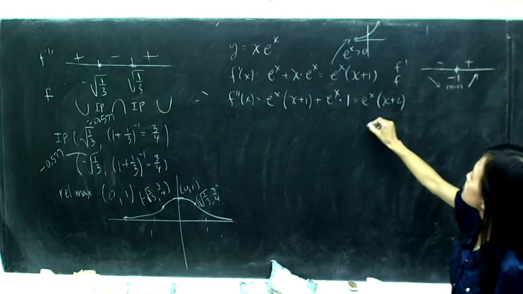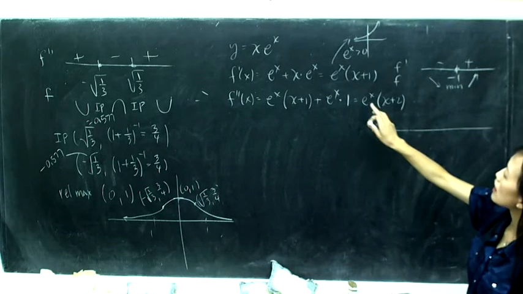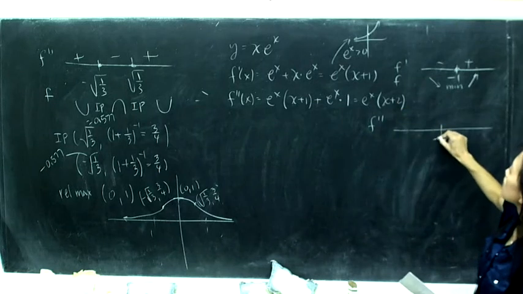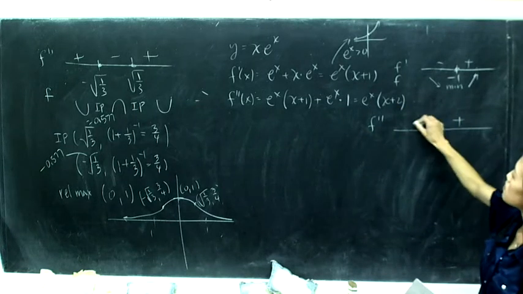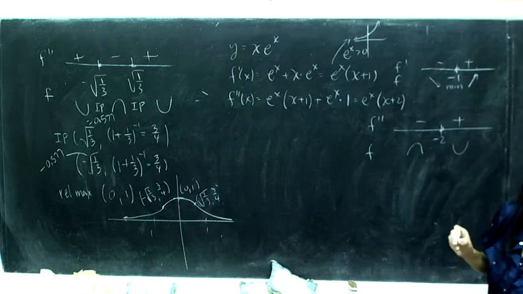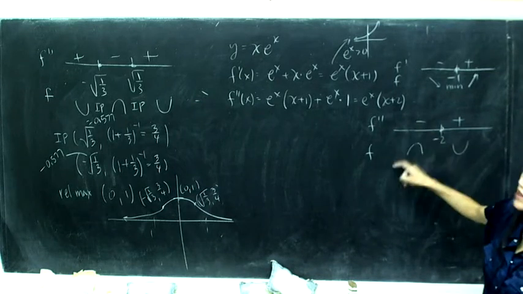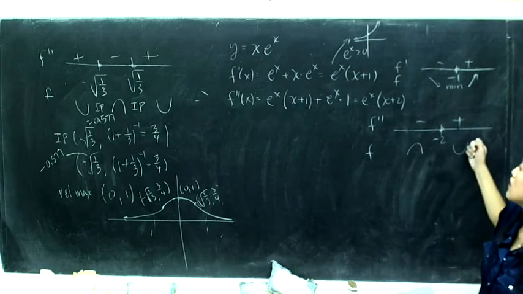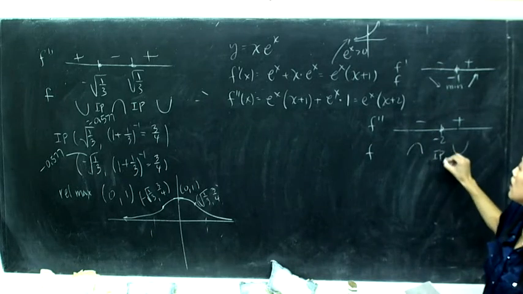Then do the second derivative. So f double prime. Again, that can't equal 0, but this one can, -2. Leading is positive, so plus minus. Then I know it's concave down, then concave up. Right? That's how you do concavity. If the second derivative is negative, it's concave down. Second derivative positive, concave up. So that must be an inflection point.